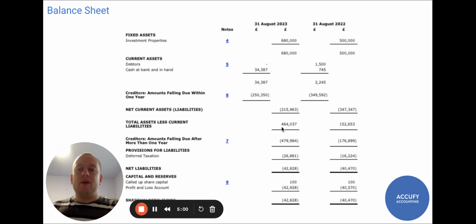Another way this is known is capital employed. You might hear it referred to as capital employed. It means the same thing. It's basically total assets less current liabilities.